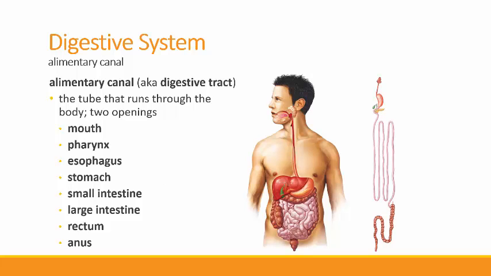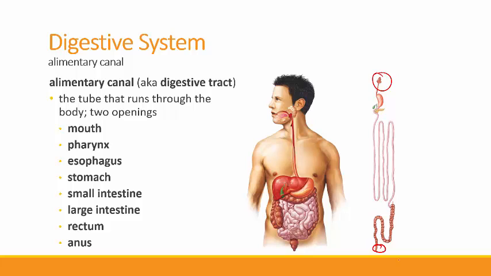So, the digestive system is a tube that runs through the entire body, beginning here at the mouth and ending down here at the anus. So it is a single, complete tube that just makes its way through the body. And so it begins at the mouth and then into the throat, the pharynx, and then from the pharynx.